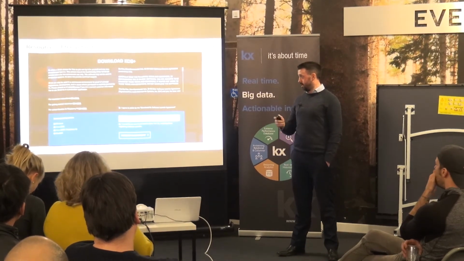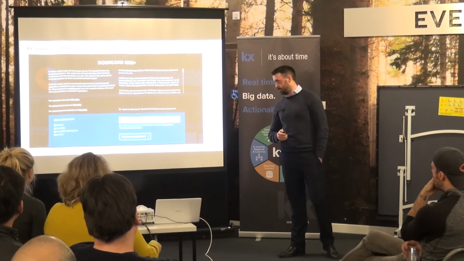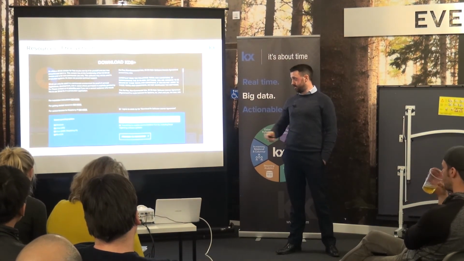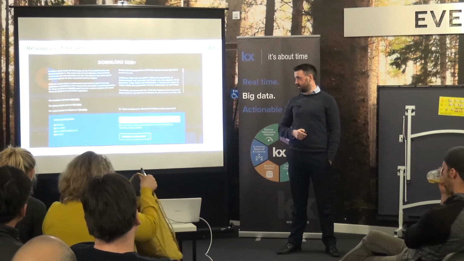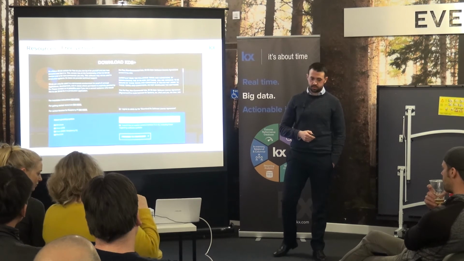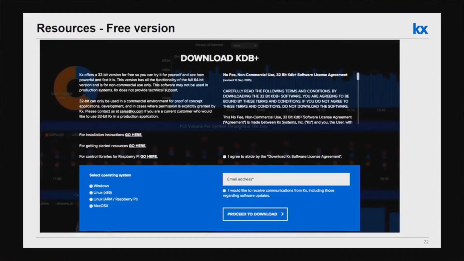So just a few additional resources then. We have a 32-bit version of KDB available on kx.com. As you can see, it's built for a number of platforms down here in the left-hand corner, so Windows, Linux, Mac. Again, it fits on a Raspberry Pi because it's so small. And it is a pure software solution, so we're able to demonstrate that pretty easily.